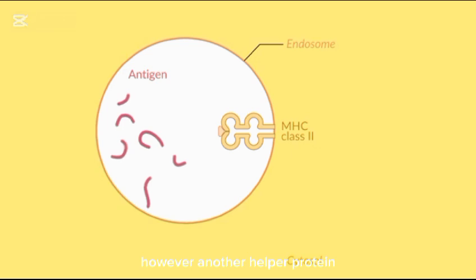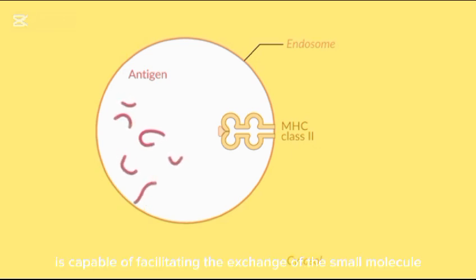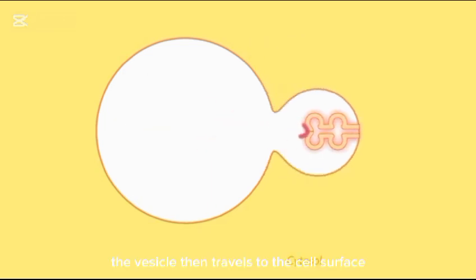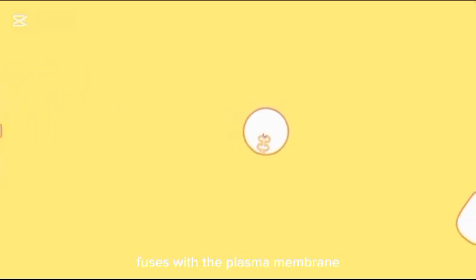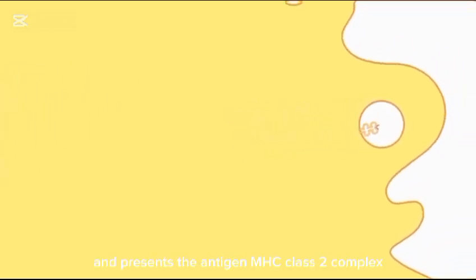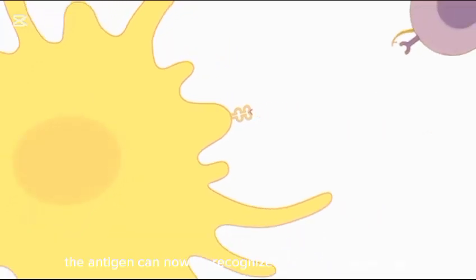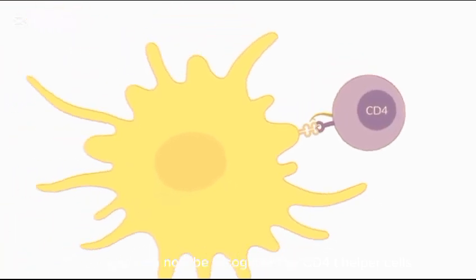However, another helper protein present in the endosome is capable of facilitating the exchange of this small molecule with any available antigen. The vesicle then travels to the cell surface, fuses with the plasma membrane, and presents the antigen MHC class II complex on the cell surface. The antigen can now be recognized by CD4 T helper cells.